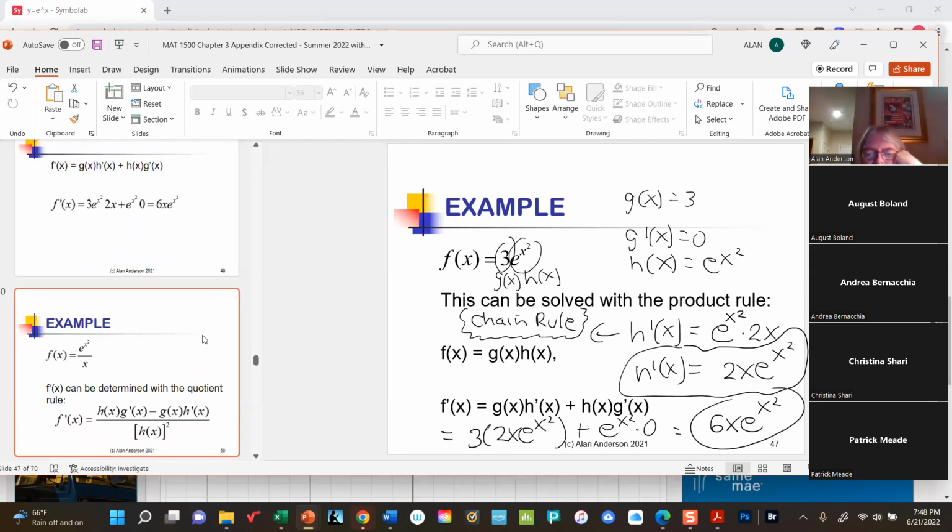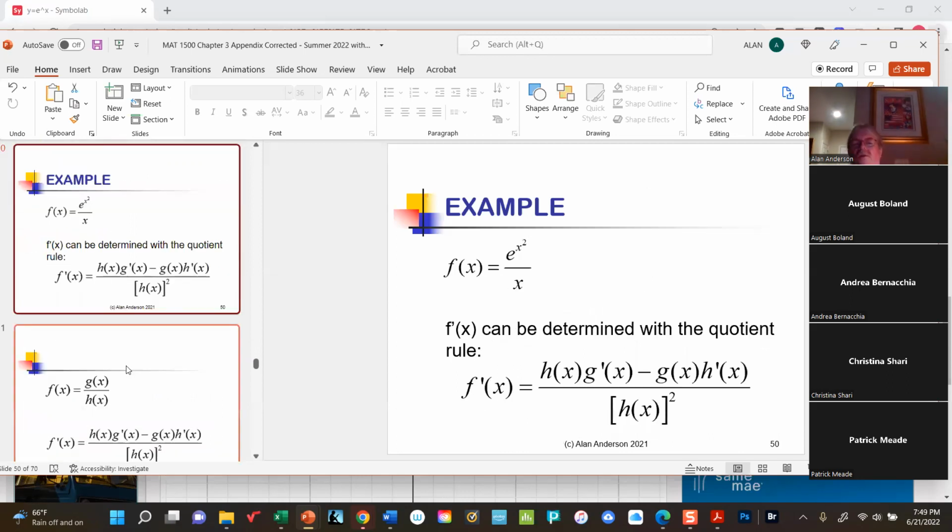Now this next one looks very straightforward, but unfortunately it requires us to use the quotient rule. Now there's nothing wrong with the quotient rule. It's just that it is kind of messy. Okay, but when you see it, you'll say, oh yeah, I see what you mean. This is definitely a case for the quotient rule. So remember, the way it works is that this is g of x and this is h of x.